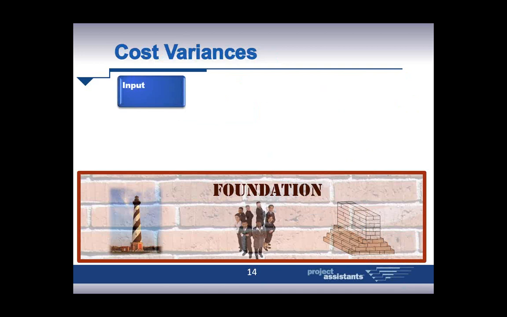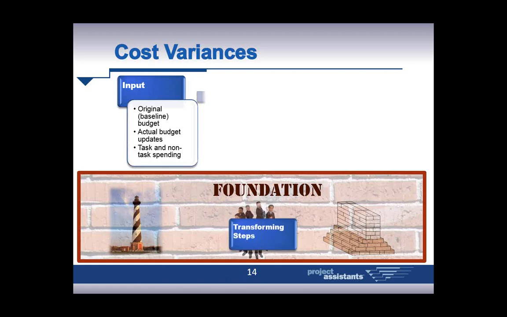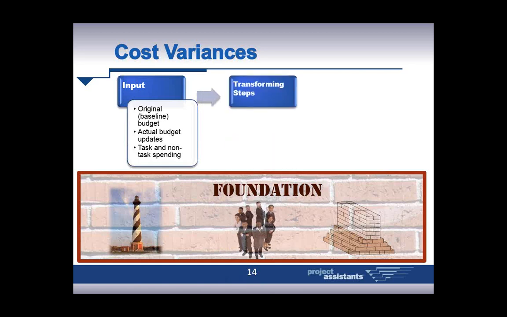Cost, what's the goal? How's my spend? Am I on budget? Am I going to be able to deliver both on schedule and on budget? And in order to do that, the original budget has to be baselined. Costs are not only labor-based, but oftentimes materials-based as well. So, what's the strategy to get all that initial intelligence into the budget? Obviously, actual updates to the budget are going to be necessary, and both the task and, of course, the non-task spending has to come in, oftentimes from exterior systems.